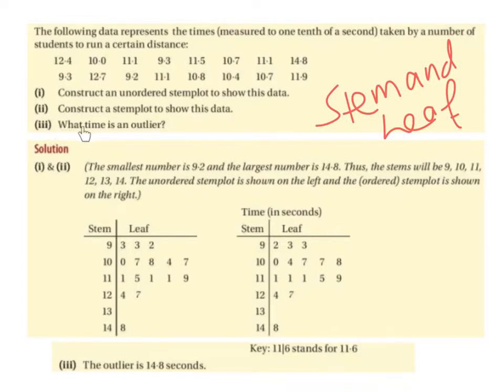Part 3, what time is an outlier? The outlier is 14.8 seconds. We can see that this value, 14.8, is not close to the majority of the rest of the values. So an outlier can either be larger than the majority of the values or smaller than the majority of the values.